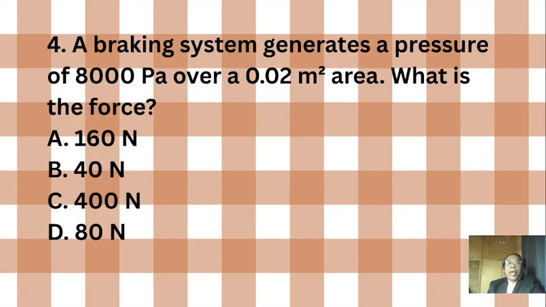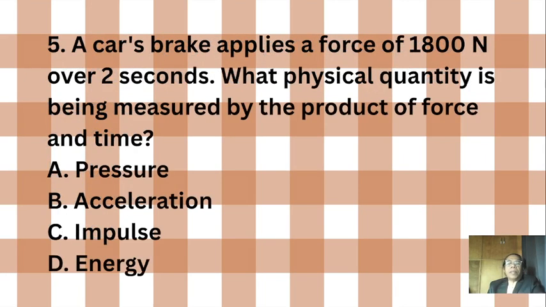Number 4, a braking system generates a pressure of 8,000 pascals over a 0.02 meter squared area. What is the force? Letter A, 160 Newton. Letter B, 40 Newton. Letter C, 400 Newton. Letter D, 80 Newton.